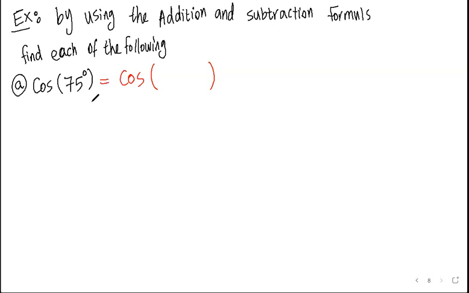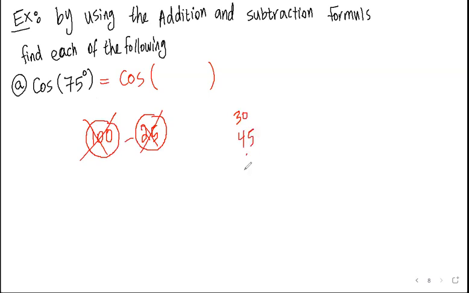125 minus 50, or 100 minus 25. This is true, but for the cosine of 100, I would have to use the calculator, and the same for cosine 25. I don't want to use the calculator. I need angles from the special values, because I know the cosine and sine for those.